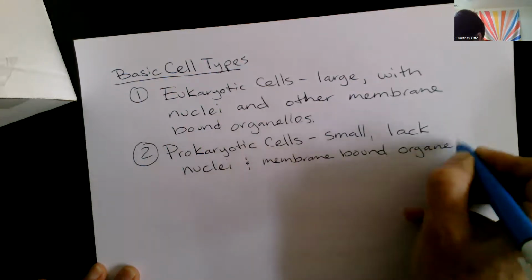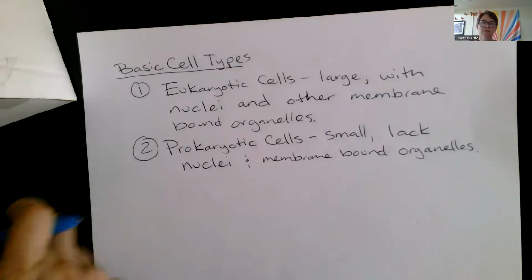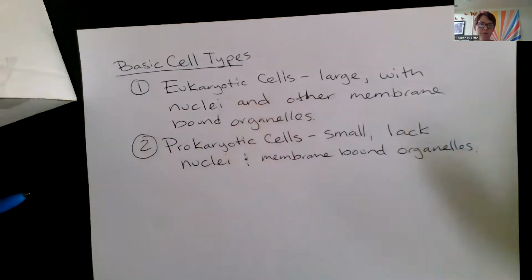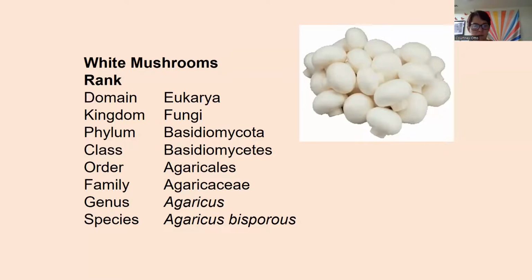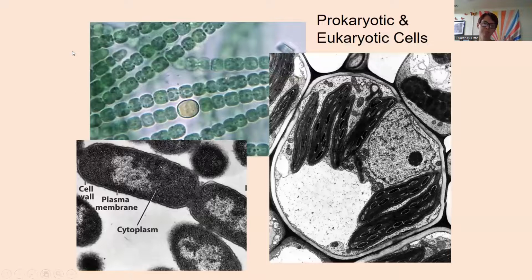Well, we're not going to see a lot of prokaryotic cells in this course. Our focus is mainly going to be on eukaryotes. Let me just share a picture with you really quickly. All right, I made this slide just to kind of put prokaryotic and eukaryotic cells next to each other.